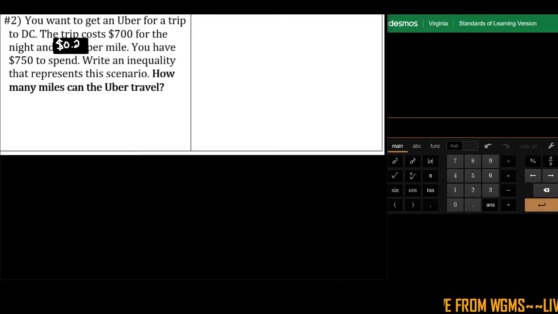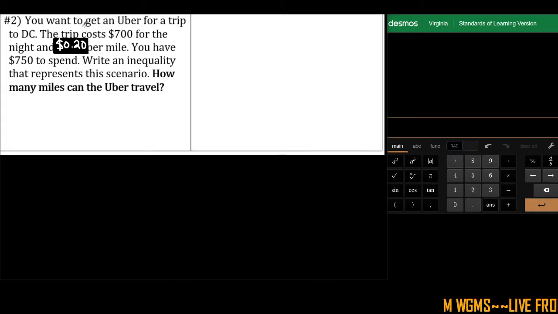0.20. So we're going to say 20 cents per mile. You'll have a total of $750 to spend. Write an inequality that represents this scenario. How many miles can the Uber take you?